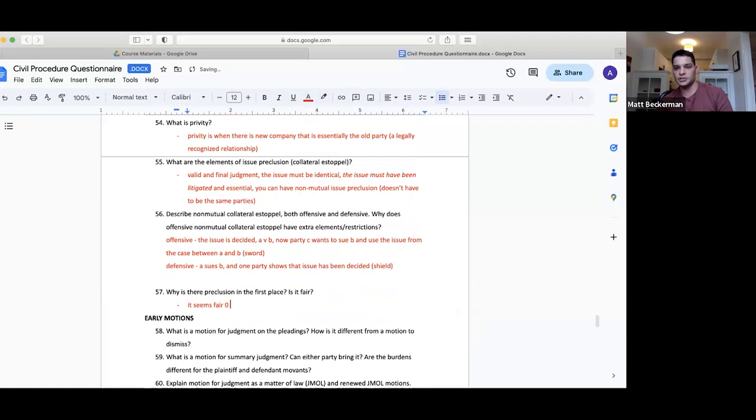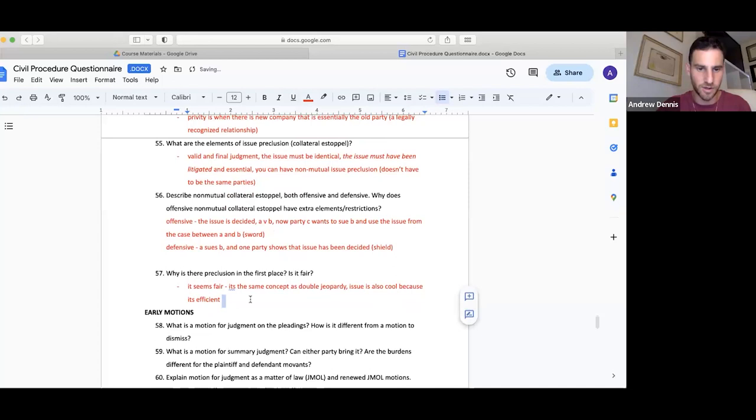Preclusion is more complicated, but you're basically saying if a court actually decided that this party was negligent in this incident, it would be inefficient and wasteful and take too long for the court to have to decide it again. I totally agree with you. Claim preclusion is the same concept as double jeopardy, and issue preclusion is cool because it's efficient. We already did this issue, why do it again?